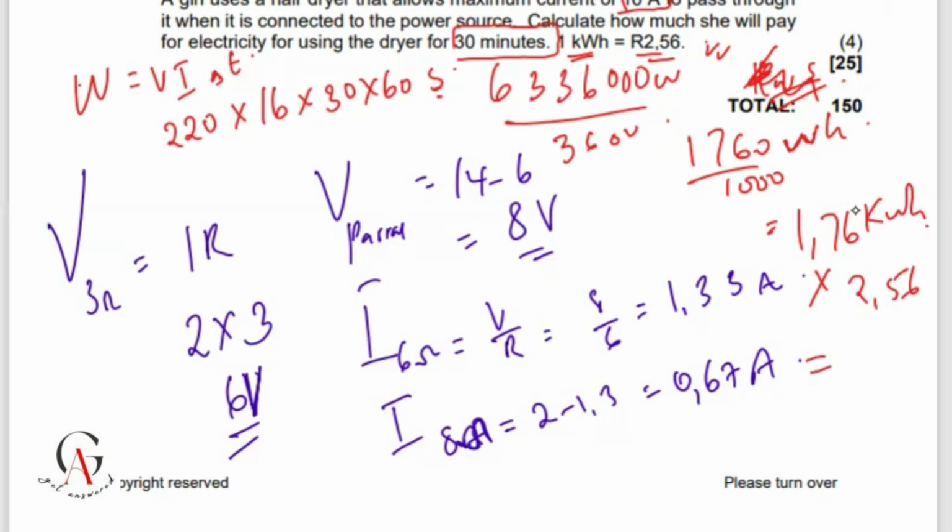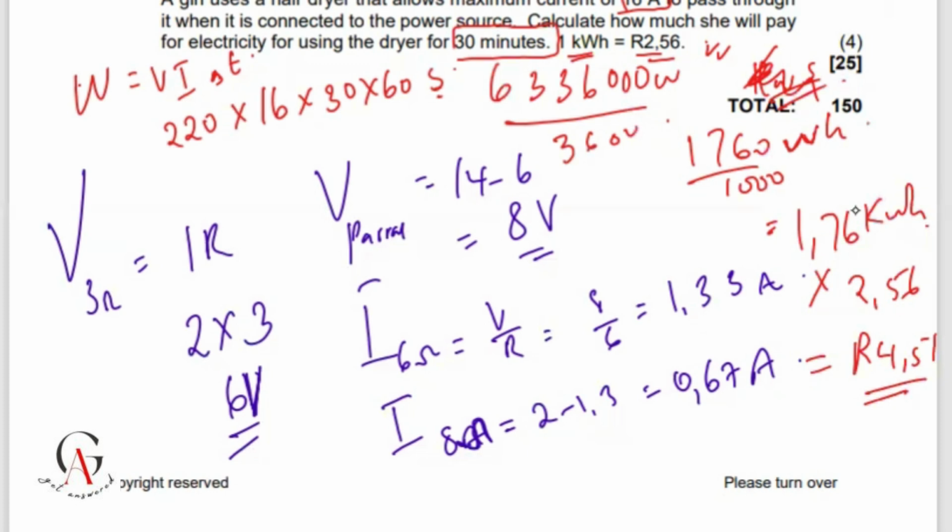Okay. 2.56. That gives me 4.5. Yeah. So it's basically 4 rands and 51 cents for you to use the hair dryer.